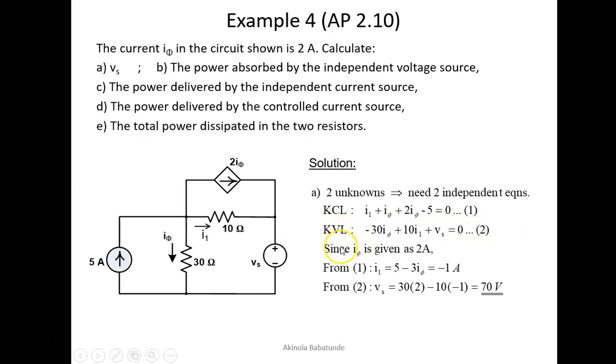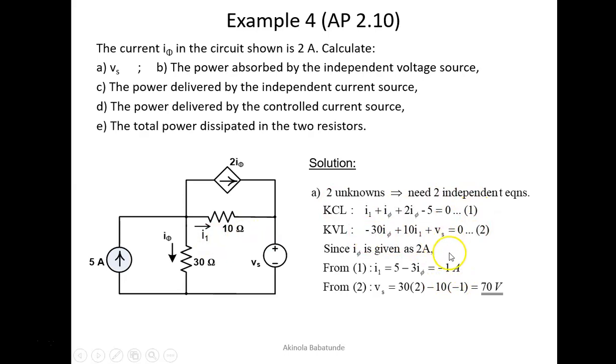All right. So we know our I file is 2 amperes. We can put that in this equation, and then when you do that, all we're going to have left will become I1 equal to 5 minus 3 I file, and then we have minus 1 ampere. So we can easily find our I1 using equation 1 as minus 1 ampere.